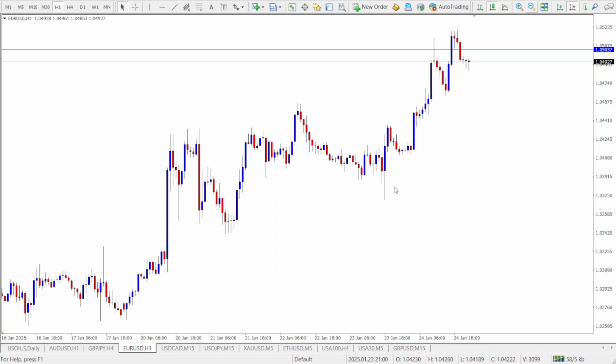In this particular video, we are going to be diving deep into the slingshot trading strategy. It is a method designed to help you identify precise market entries and capitalize on trending price movements.